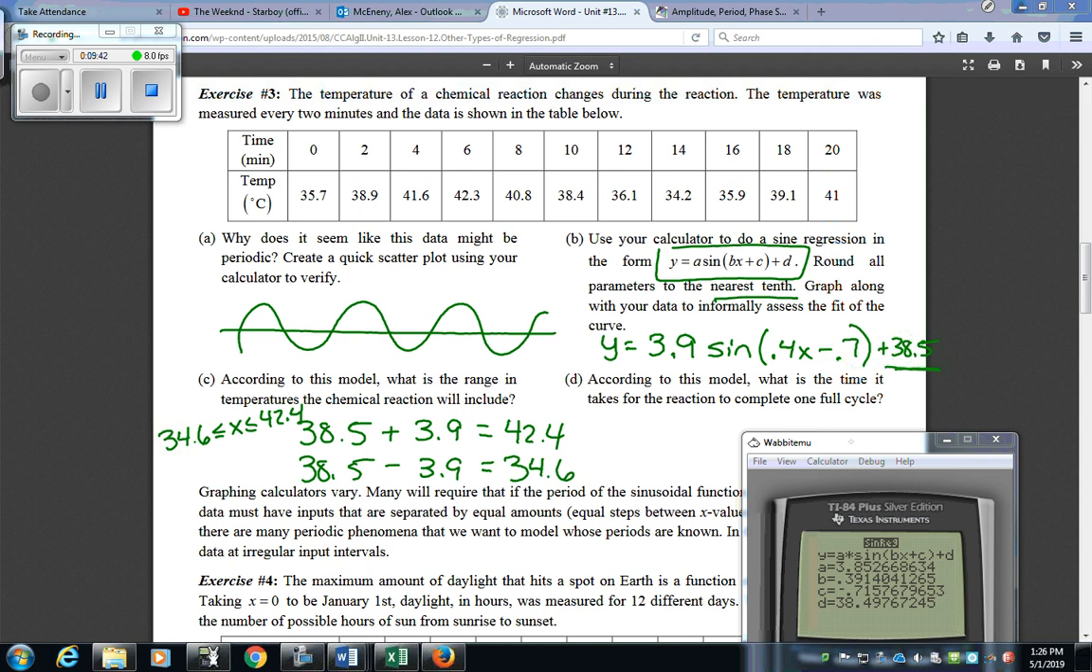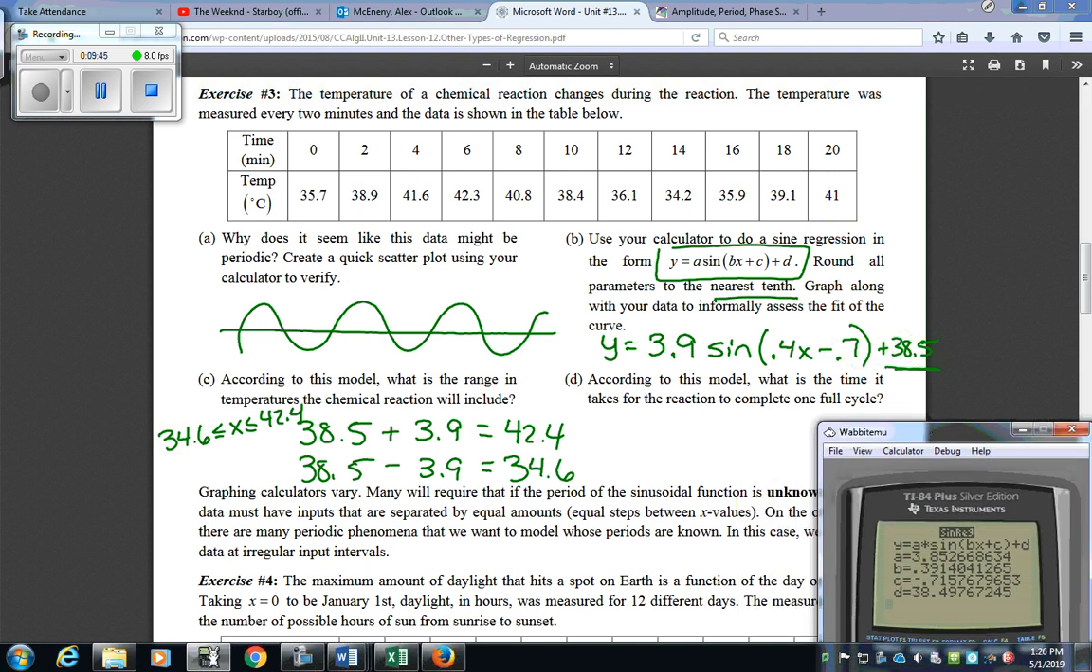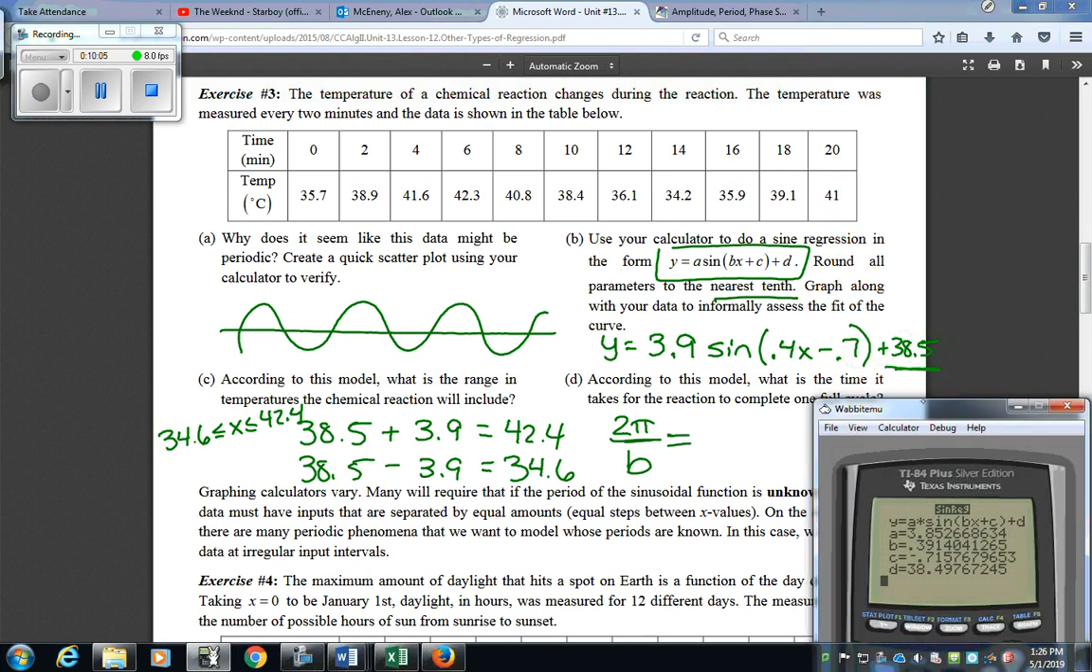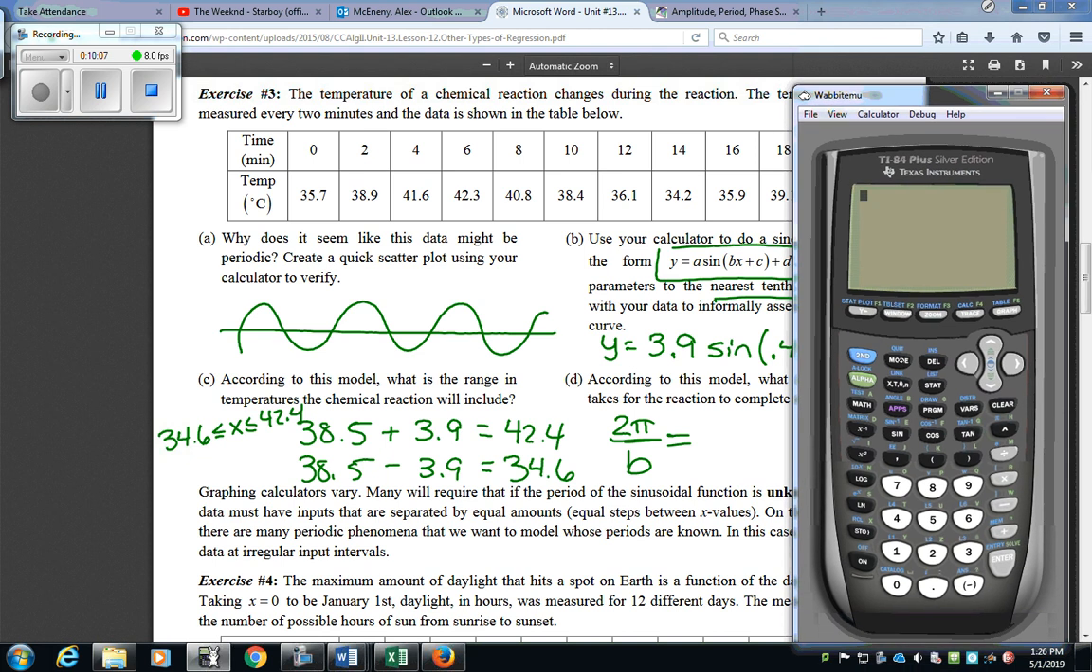And the other part is talking about the time it takes for the reaction to complete one full cycle. So that whole period that we talked about. Now to find the period, you have to take 2 pi and divide it by the B value. So I'm going to take the calculator right now, and I'm going to take 2 pi. I'll do alpha y equals for my fraction. So I got 2 second and the caret symbol over 0.4. Okay. And then I'm going to go ahead and enter.